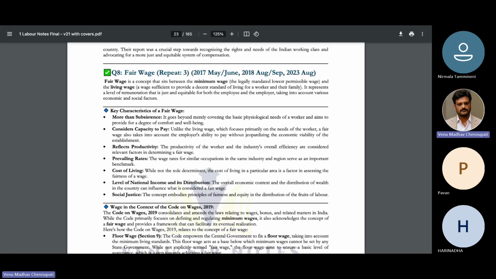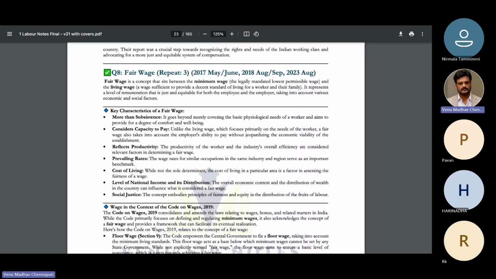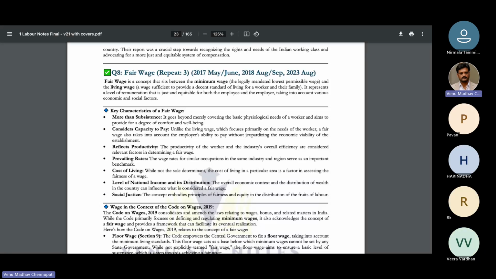So fair wage is a concept that sits between minimum wage and living wage. Minimum wage is a legally mandated lowest possible wage, and living wage is a wage sufficient to provide a decent standard of living. So it represents a level of remuneration that is just and equitable for both the employee and employer, taking into account various economic and social factors.